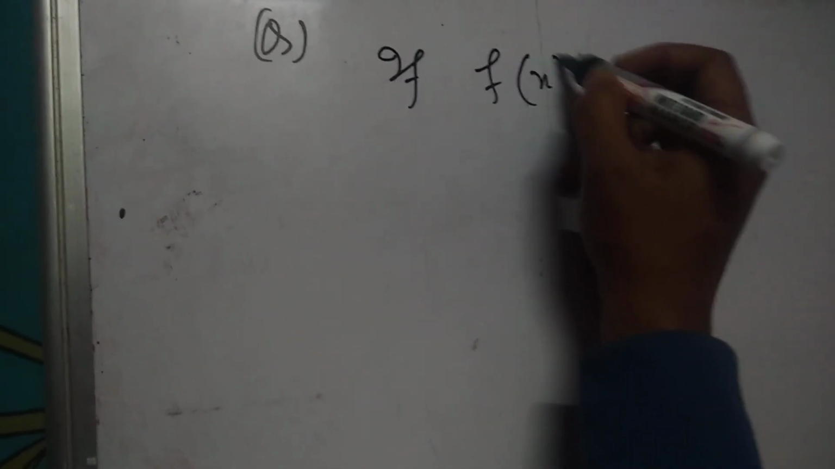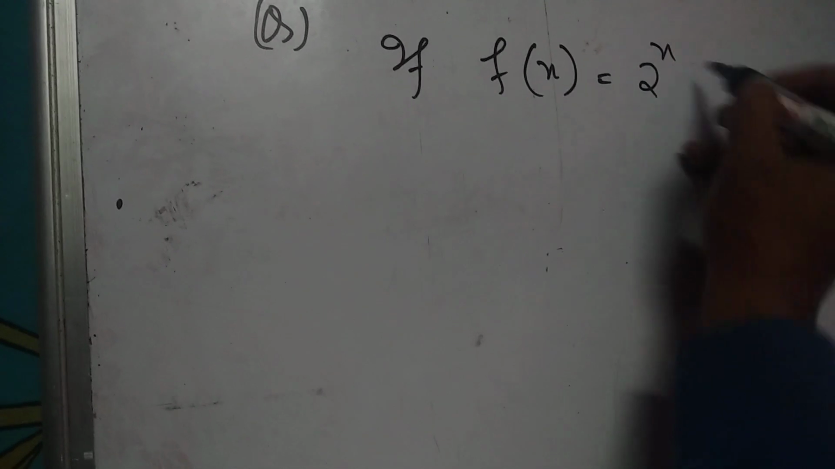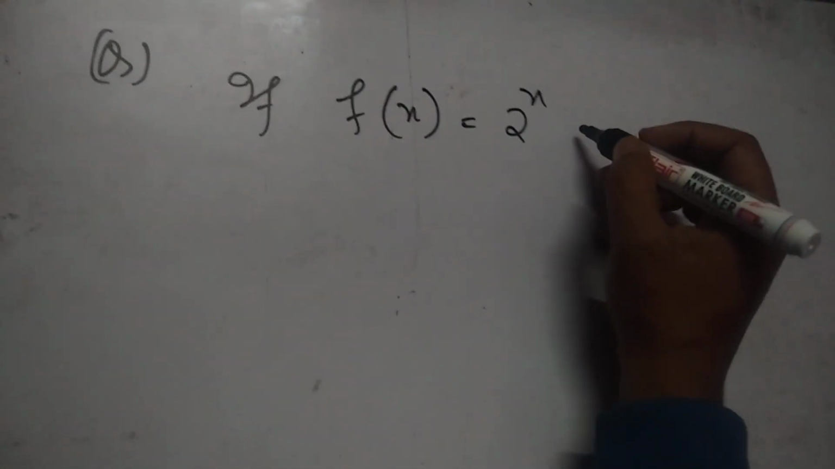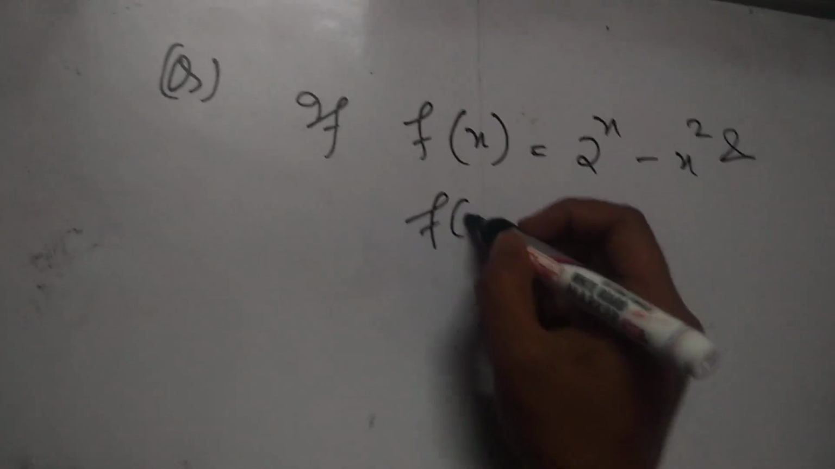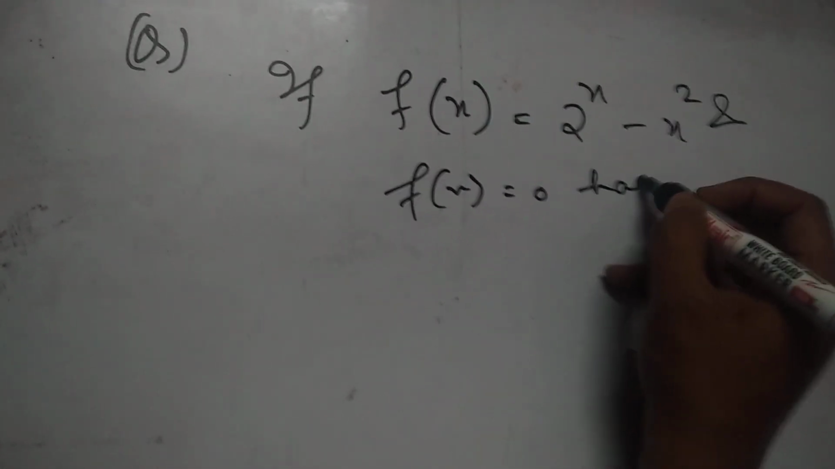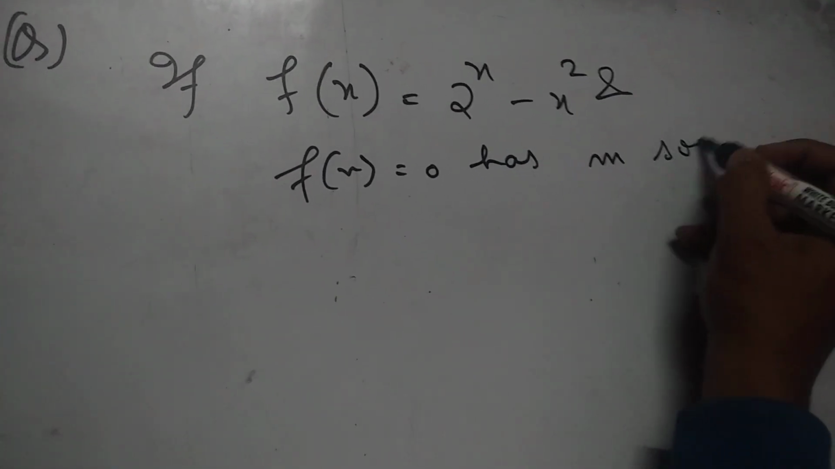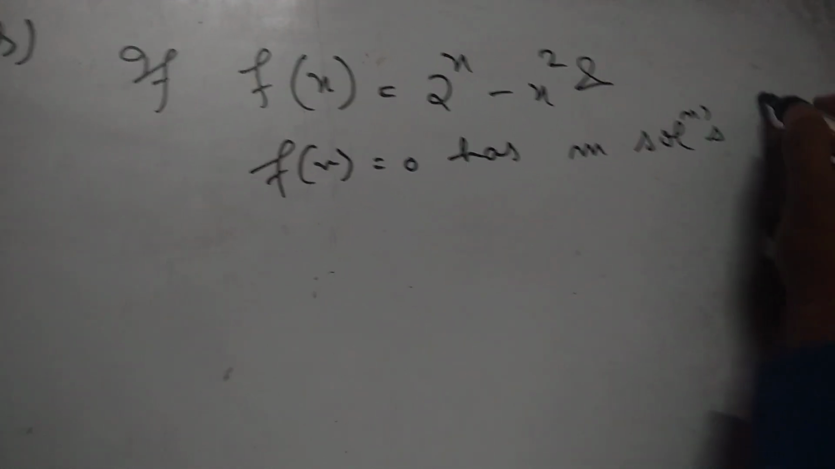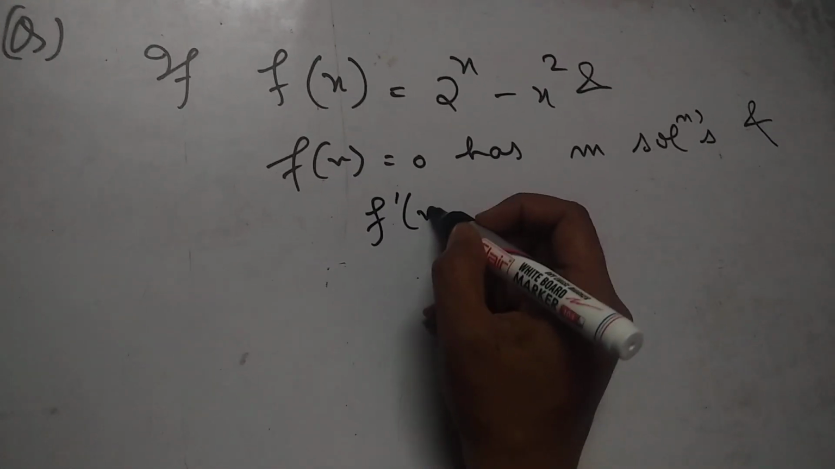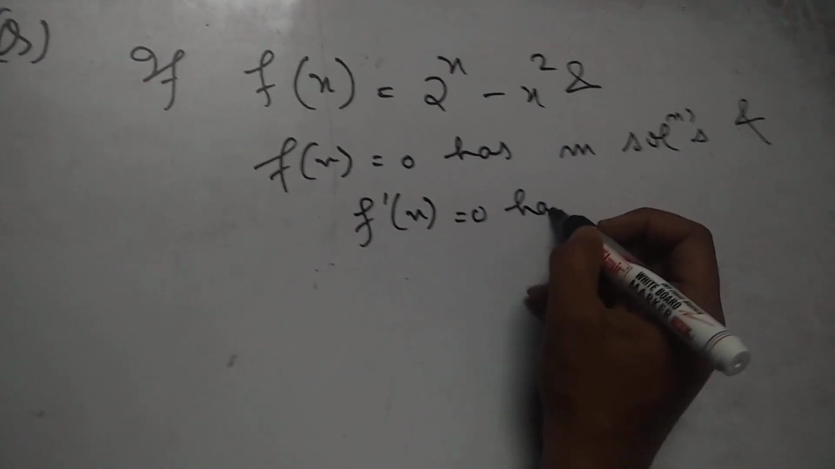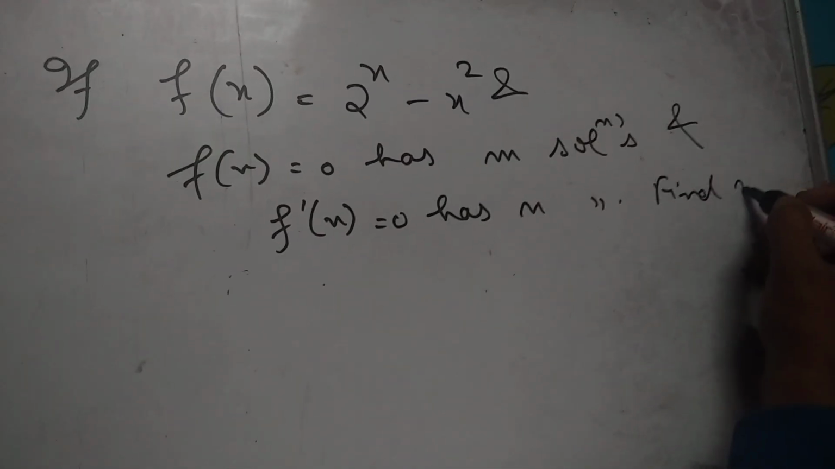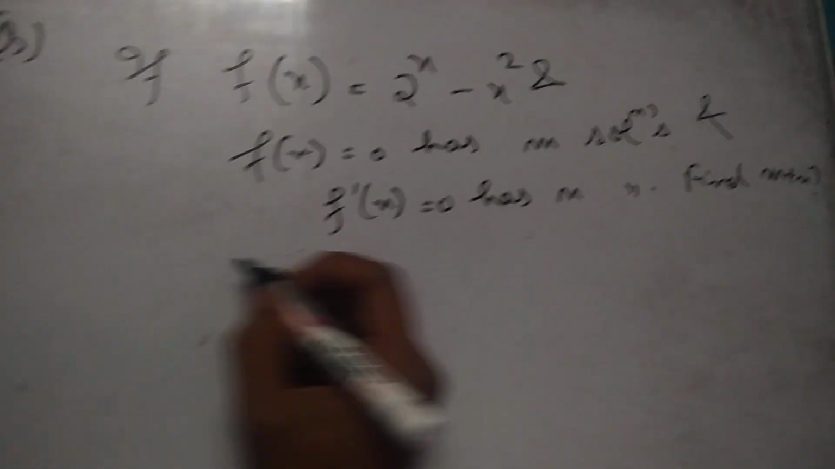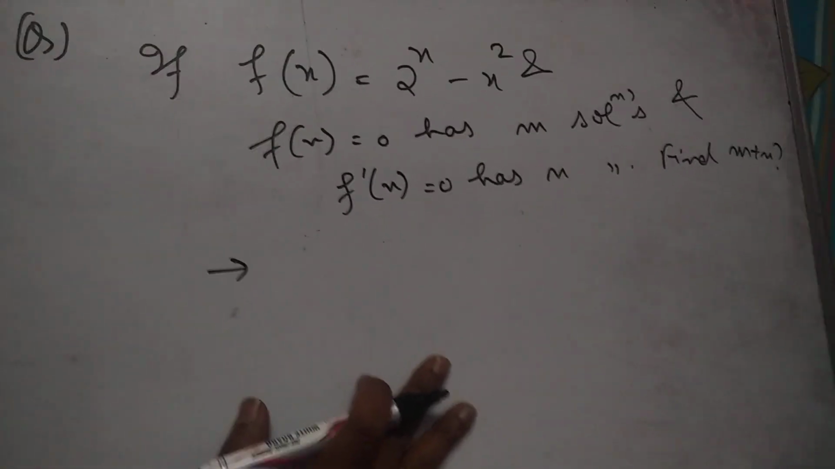If f of x is 2 to the power x minus x square, and f(x) equal to 0 has m solutions, and f dash x equal to 0 has n solutions, find m plus n. Okay?